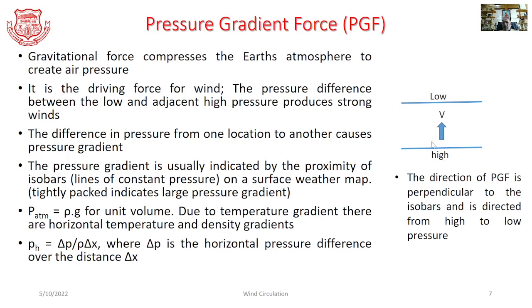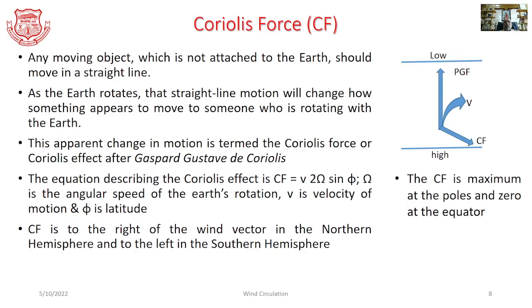The direction of this pressure gradient force, as we are considering these isobars parallel to each other, is from high to low pressure belts. In addition, we have to take into account the effect of the Coriolis force.